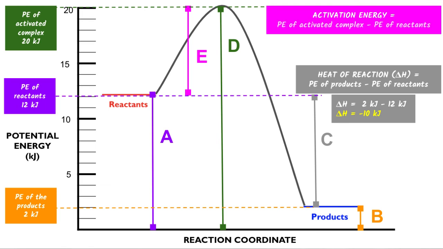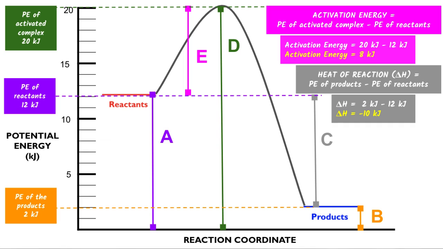And I really just need to find how much did I have to travel to get from the starting point, from the reactants, up to the top of the energy hump there in that activated complex. So I'm taking the potential energy of my activated complex, 20, minus the potential energy of my reactants, 12. So my activation energy for this reaction would be 8 kilojoules. I needed to put in 8 kilojoules to get this reaction to start. Once the reaction started, it released 10 kilojoules of energy.